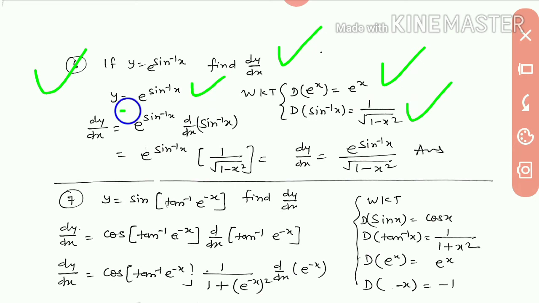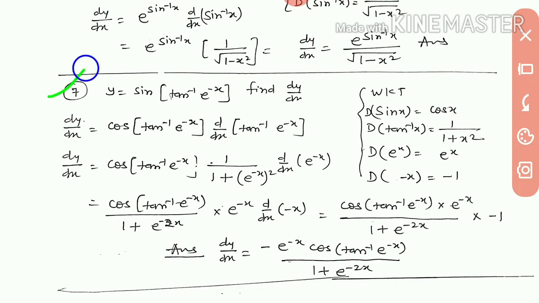Look here, e power sin inverse x means the e power x formula is e power x, and in place of x we have sin inverse x. So you write here e power sin inverse x. Now you have to differentiate sin inverse x. The differential of sin inverse x is 1 upon root 1 minus x square, that you can write as it is. Now dy by dx will be equal to e power sin inverse x upon root 1 minus x square. All of you understand this? This is very simple.